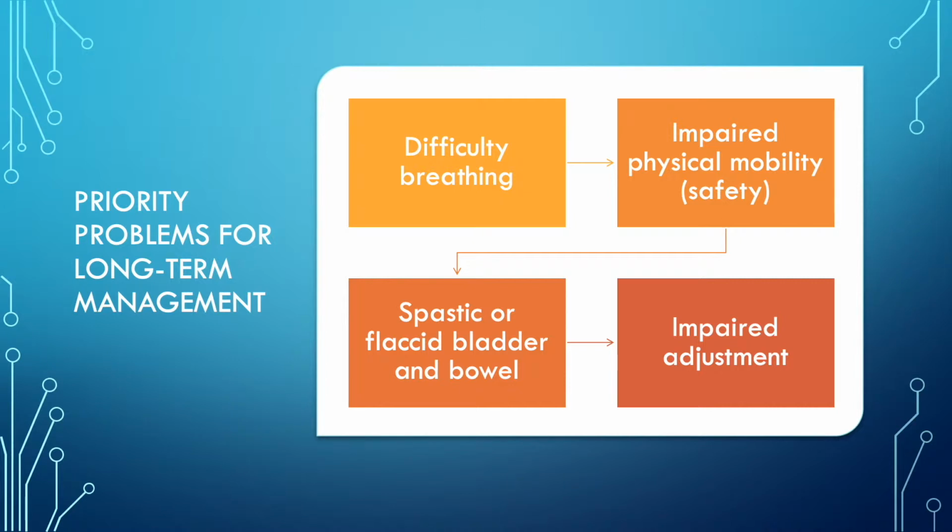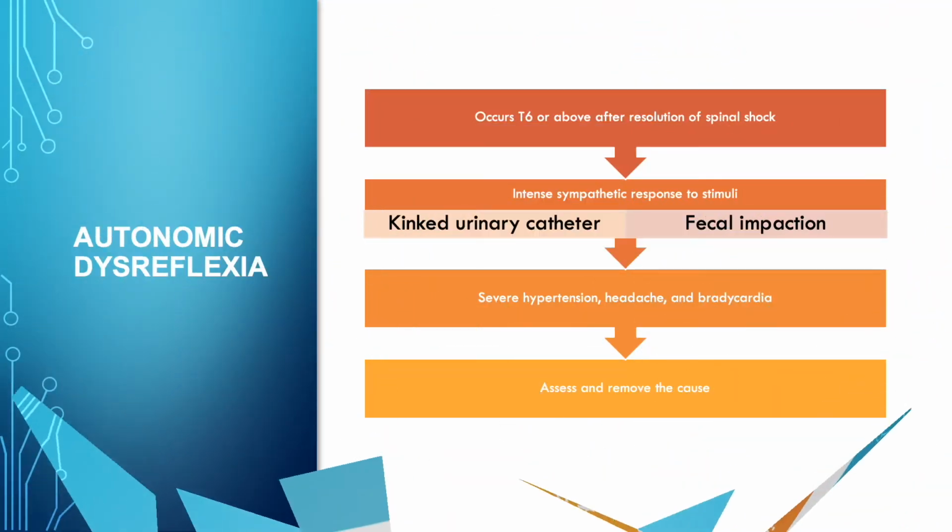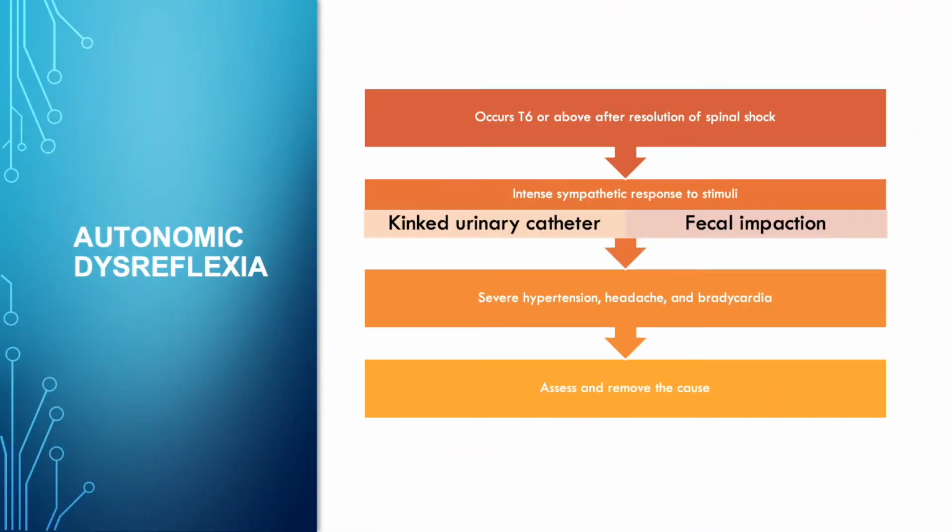An emergent complication associated with spinal cord injury is known as autonomic dysreflexia. Autonomic dysreflexia occurs at T6 or above after a resolution of spinal shock. It is an intense sympathetic response to stimuli, normally caused by kinked urinary catheters or fecal impaction. This leads to severe hypertension, headache, and bradycardia. The treatment is to assess and remove the cause.